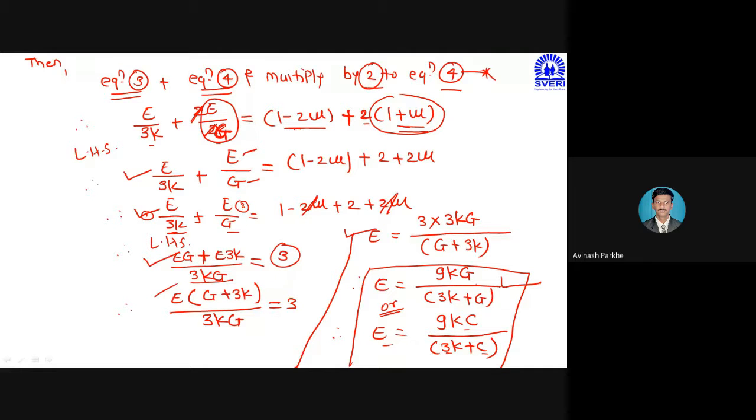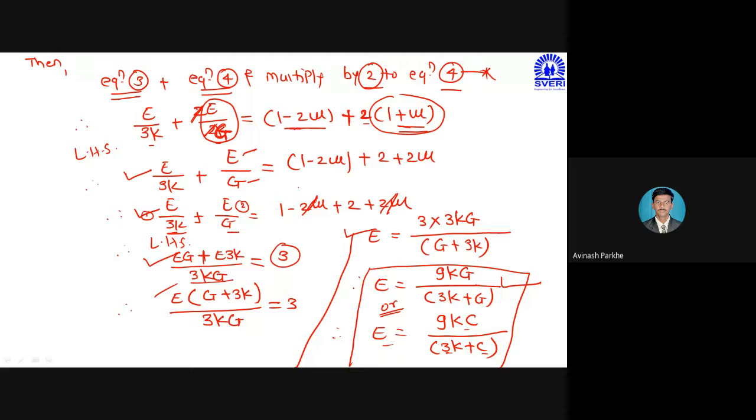Again in this second term here only E is present but 3k is not there, so we have multiplied by 3k, that is you will get E into 3k divided by 3k G is equal to 1 plus 2 is equal to 3. Now in this particular term, E is a constant term at the numerator, here EG plus E3k. So this E I have taken outside the bracket. In the bracket only G remains, plus 3k is remaining, divided by 3kG is equal to 3.